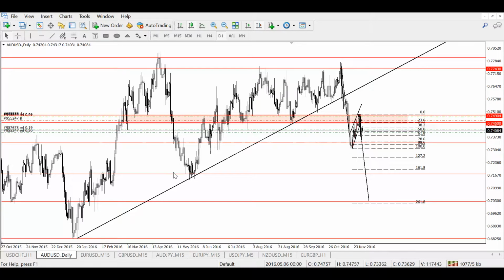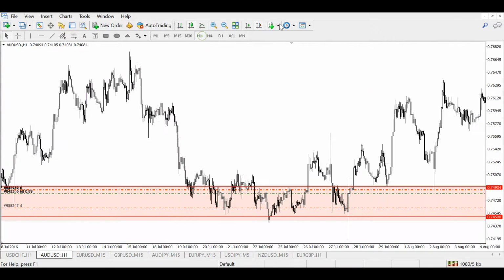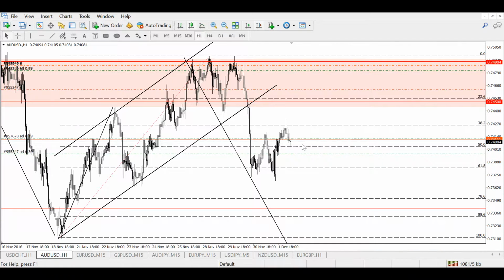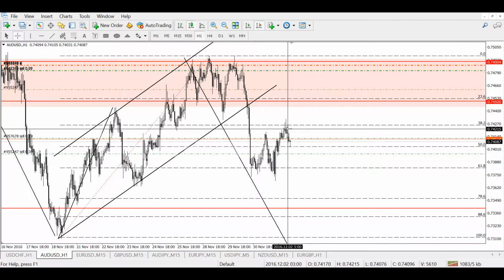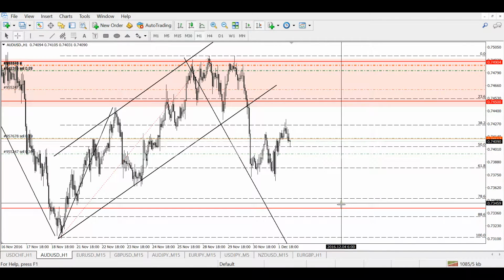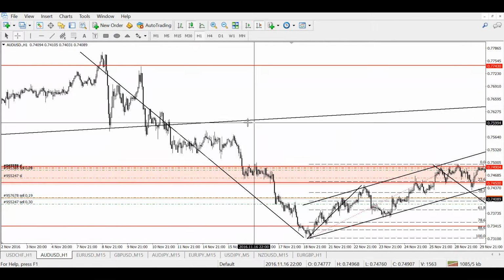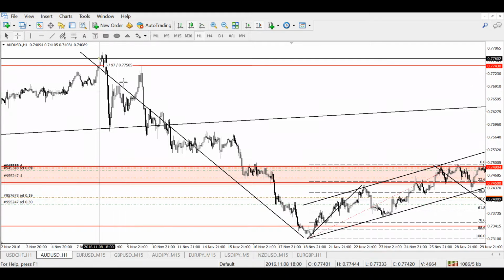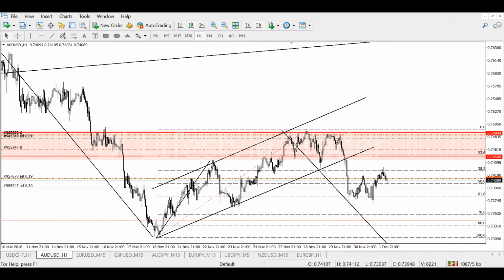Okay, so these are just assumptions. That's what I'm looking at. But technically speaking, I'm also looking at this whole wave, and we'll be looking for an opportunity to sell again as the price breaks lower and makes a retracement, just like what happened in the previous wave. Okay, so that's for the Aussie against US dollar.